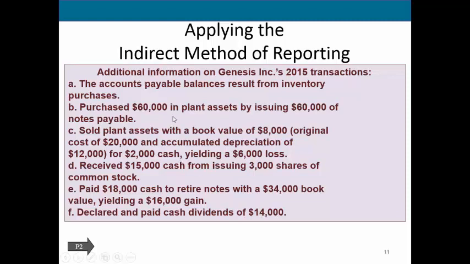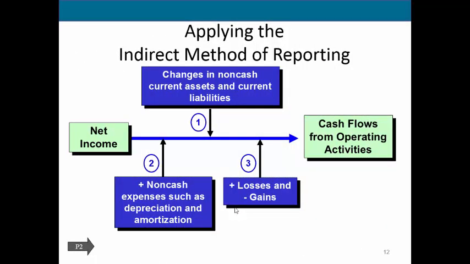So all of these are things that you can read through on your own or in the book. If we go through them step by step, just here in the lecture, it could get overwhelming. So we're just going to go over the overall idea. So to apply this indirect method of reporting, we're going to start with net income. And then we're going to make adjustments as necessary.